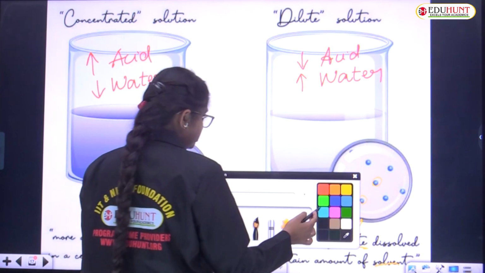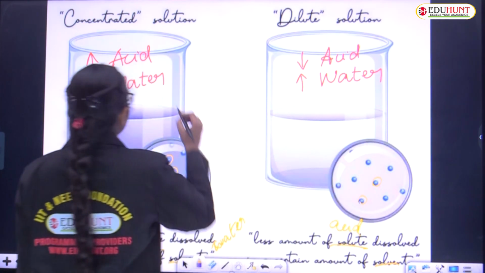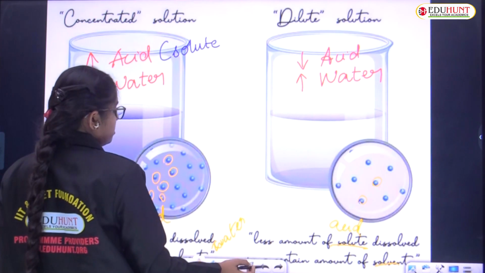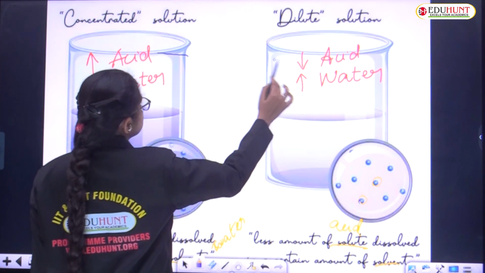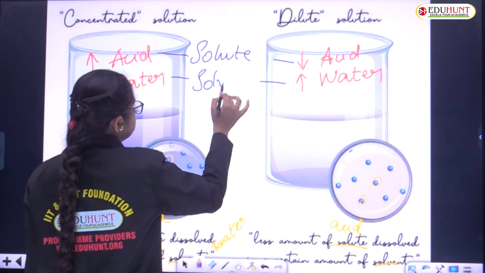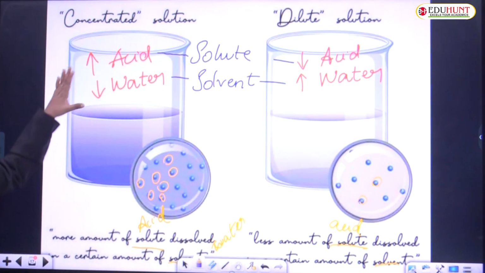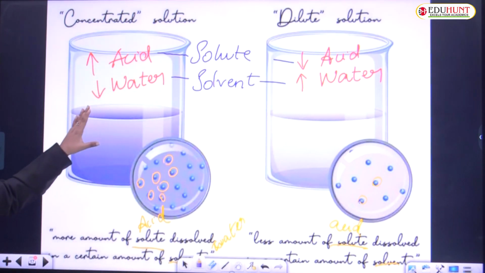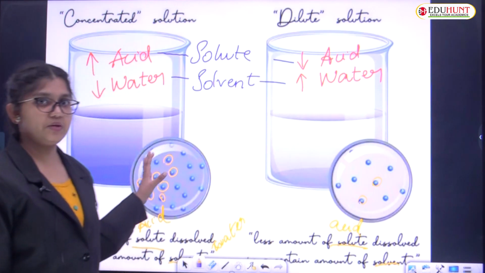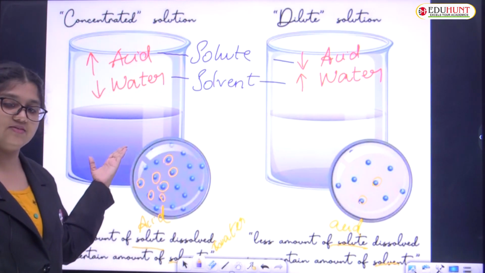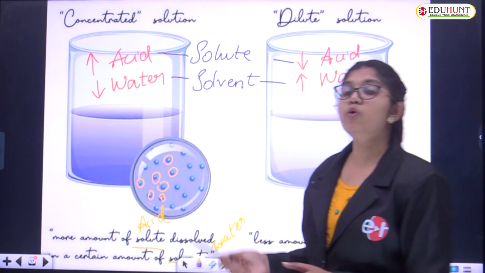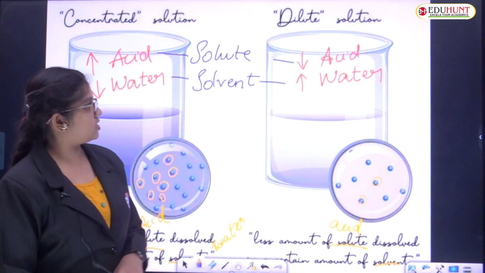Very good. Here they use terms like this: acid is considered as solute, where water is considered as solvent. More amount of solute dissolved in a certain amount of solvent. Here less amount of solute dissolved in a certain amount of solvent. Clear, children? The concentrated solution contains more amount of acid with less amount of water. Dilute means less amount of acid combined with more amount of water. This is all about concentration and the particular picturization, children.